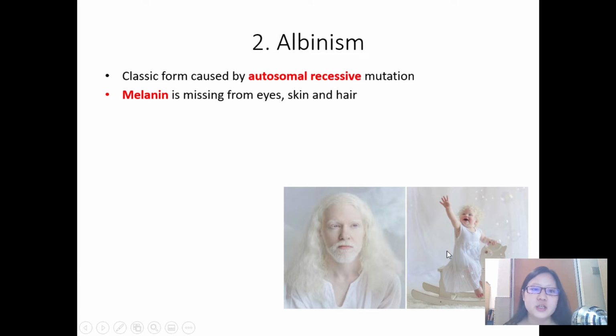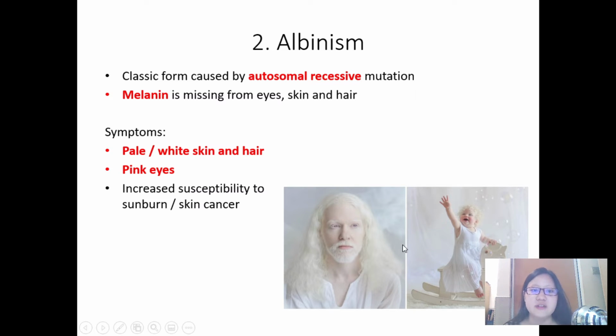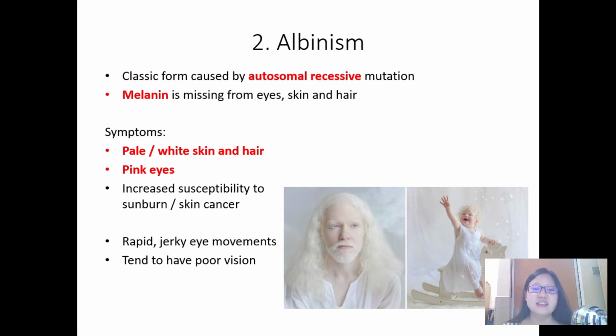This is a situation where melanin is missing from the eyes, the skin, and the hair, and this causes pale white skin and hair and pink eyes, and increased susceptibility to sunburn or skin cancer, sometimes even poor vision, and some behavior to cope, I suppose, because the person may avoid bright light. So very interesting. But the main symptom here is pale skin and hair and pink eyes.